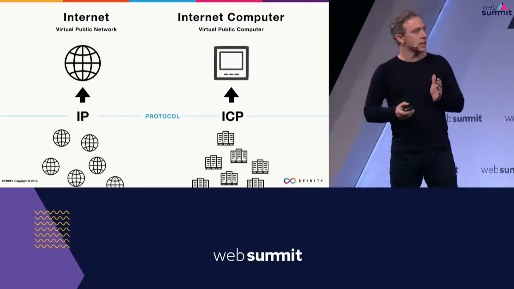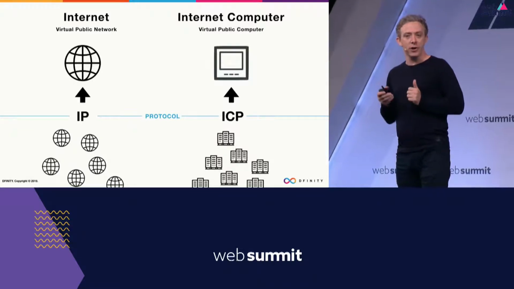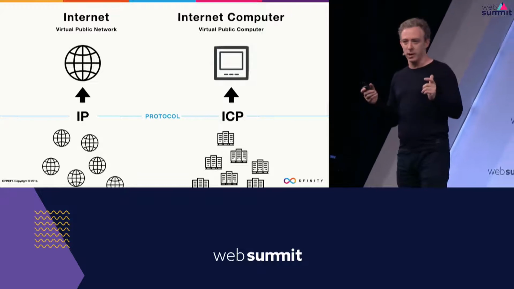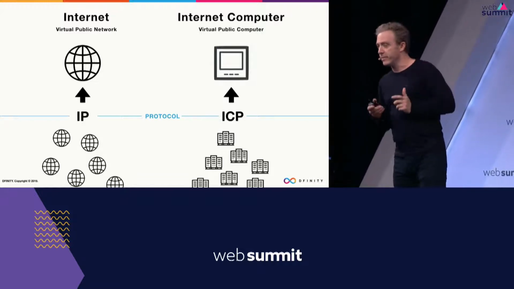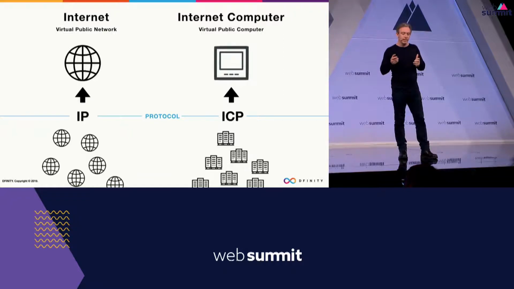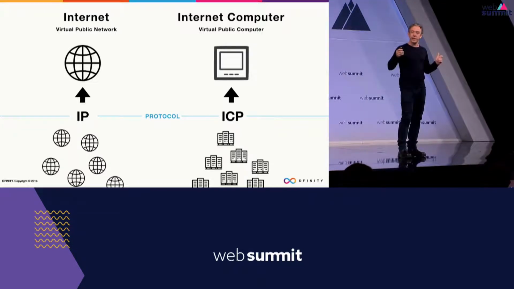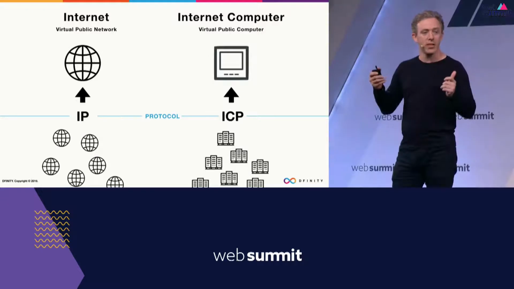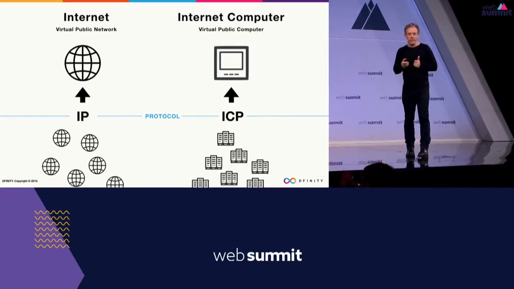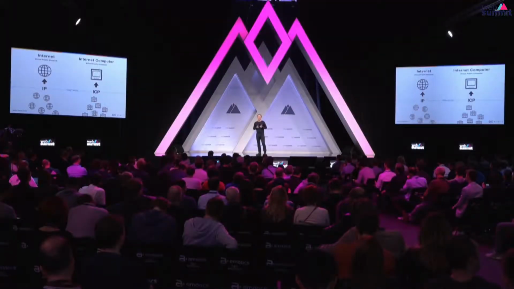So the Internet Computer is created in a similar way to the Internet. The Internet is created by a protocol called IP, Internet Protocol, and this combines thousands of private networks around the world to create a single virtual shared public network. The Internet Computer is similar. It's created by a protocol called ICP, Internet Computer Protocol, that will combine thousands of independent data centers around the world to create a single global shared virtual public computer that provides functionality approximately something like a serverless cloud.